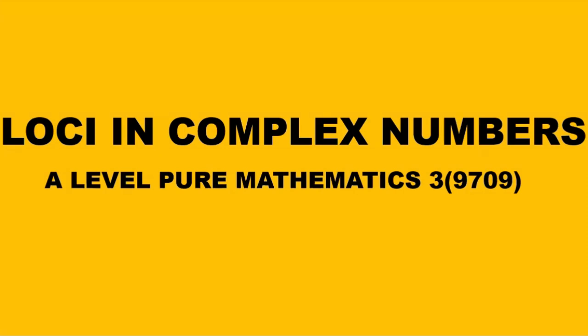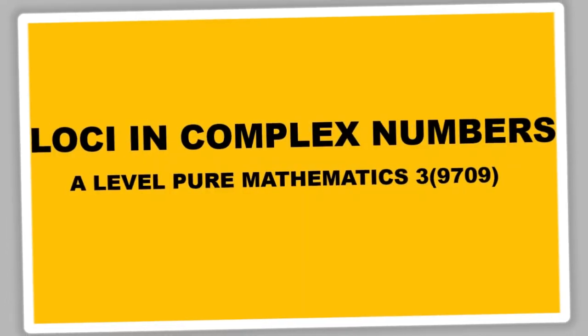This is another lesson on A-Level Pure Mathematics 3. Today we're diving into one of the most visual and elegant topics in complex numbers, loci. In this lesson, we'll explore how conditions on complex numbers can translate into geometrical shapes like circles, lines, and perpendicular bisectors on the Argand diagram. If you've ever wondered how algebra meets geometry in the complex plane, this is the topic for you. So grab your notebooks, let's get started.